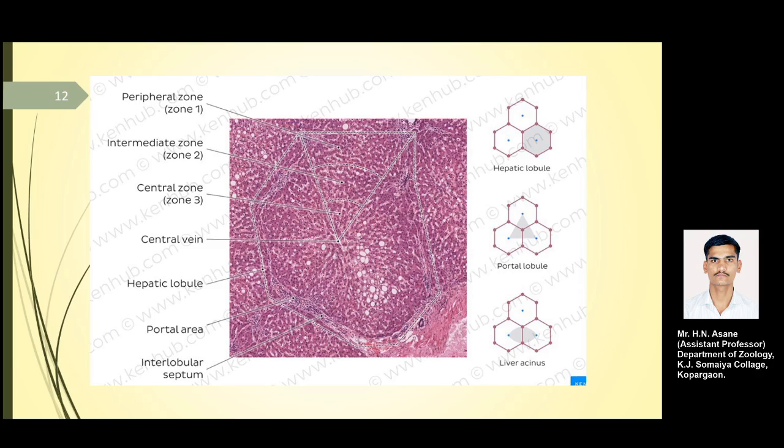So the hepatic sinusoids make up an intralobular system of blood capillaries, which convey blood from the portal areas at the periphery to the central vein, towards the central zone. And the hepatic artery provides the blood supply.